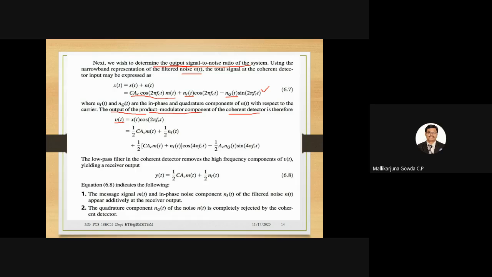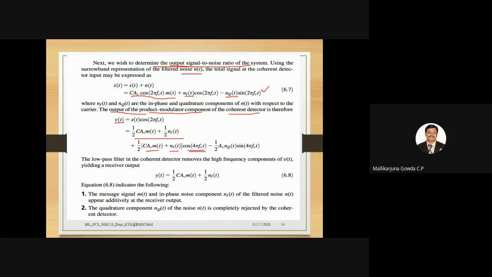So I can write this cos square 2 pi FCT as 1 plus cos 2 theta by 2, right? So with that, and even the second term also, Ni of t into cos square 2 pi FCT can be written as 1 plus cos 2 theta by 2. So with that, I'm simplifying and bringing it common. So 1 by 2 C AC M of t plus 1 by 2 Ni of t, taking the common term, then 1 by 2 of this C AC M of t plus Ni of t into cos 4 pi FCT, because cos 2 theta by 2 means cos 4 pi FCT by 2.